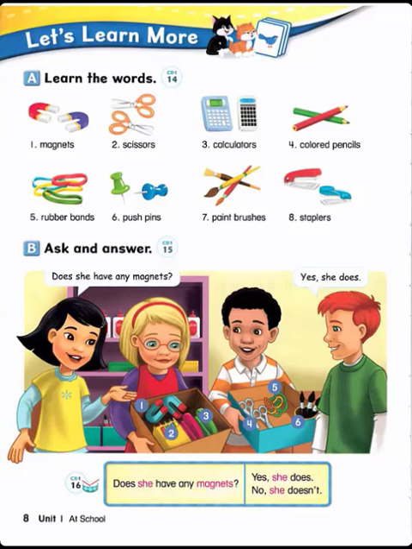Page 8. Drum track. Does she have any magnets? Yes, she does. No, she doesn't. Does she have any magnets? Yes, she does. Does he have any colored pencils? No, he doesn't. Does she have any staplers? Yes, she does. Does he have any scissors? Yes, he does. Does she have any rubber bands? No, she doesn't. Does he have any paintbrushes? Yes, he does.